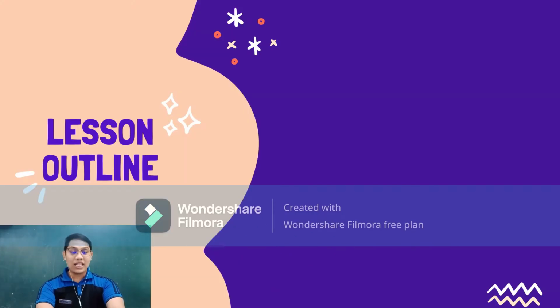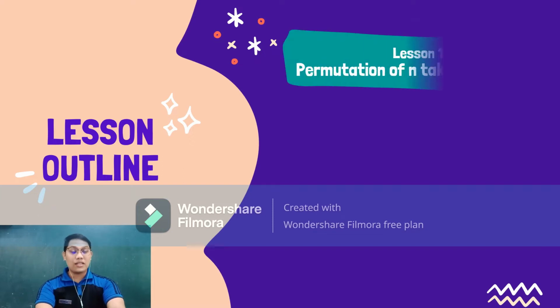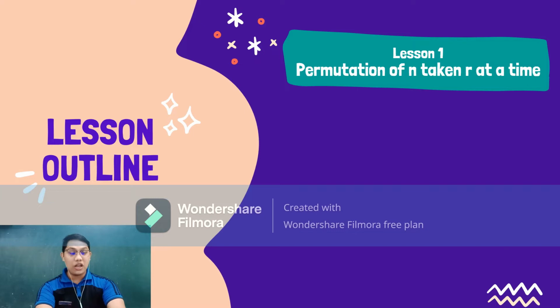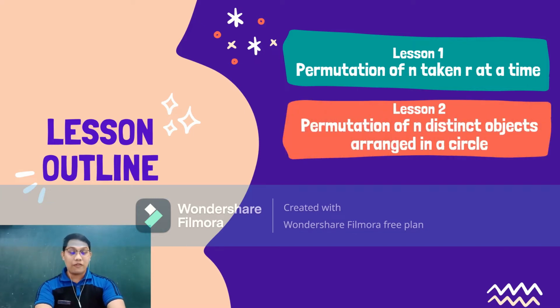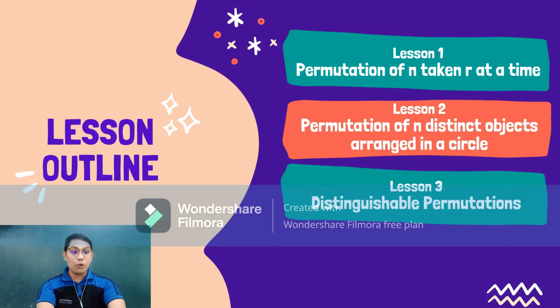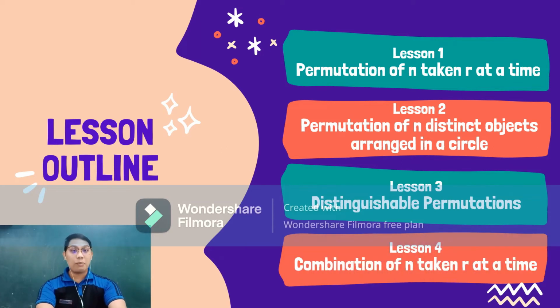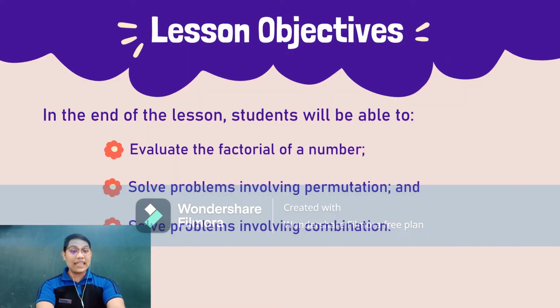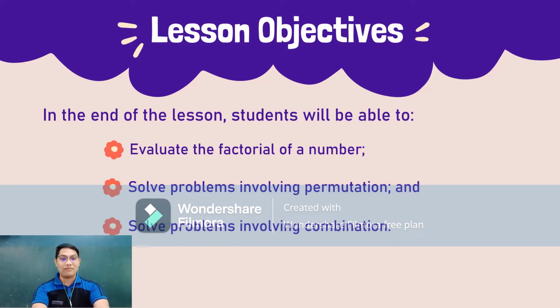So here is the lesson outline for today's video. For lesson 1, we will be discussing permutation of n taken r at a time. For lesson 2, permutation of n distinct objects arranged in a circle. For lesson 3, distinguishable permutation. And for lesson 4, our topic will be combination of n taken r at a time. At the end of the lesson, you students will be able to evaluate the factorial of a number, solve problems involving permutation, and solve problems involving combination.